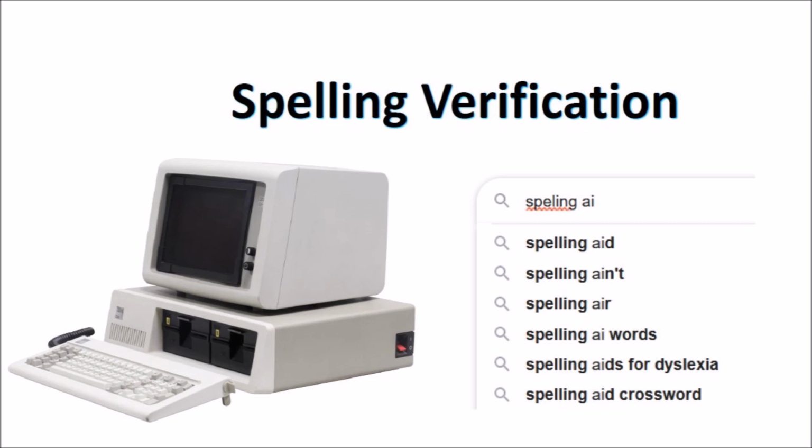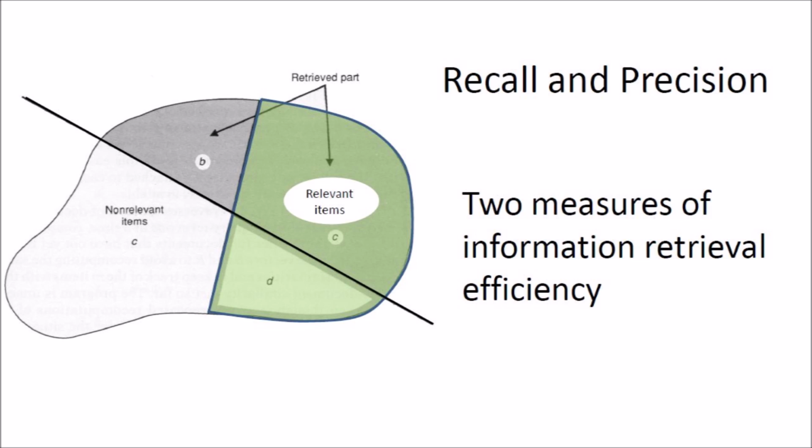Spelling verification is a data retrieval operation that does not pose any difficult linguistic problems. Most of the problems of matching words against the dictionary relate to the handling of capitalization and accented characters, but both of these issues can be resolved by normalizing the representation of the words. Spelling verification is a specialized form of information retrieval. Recall and precision are used to measure the efficiency of information retrieval.